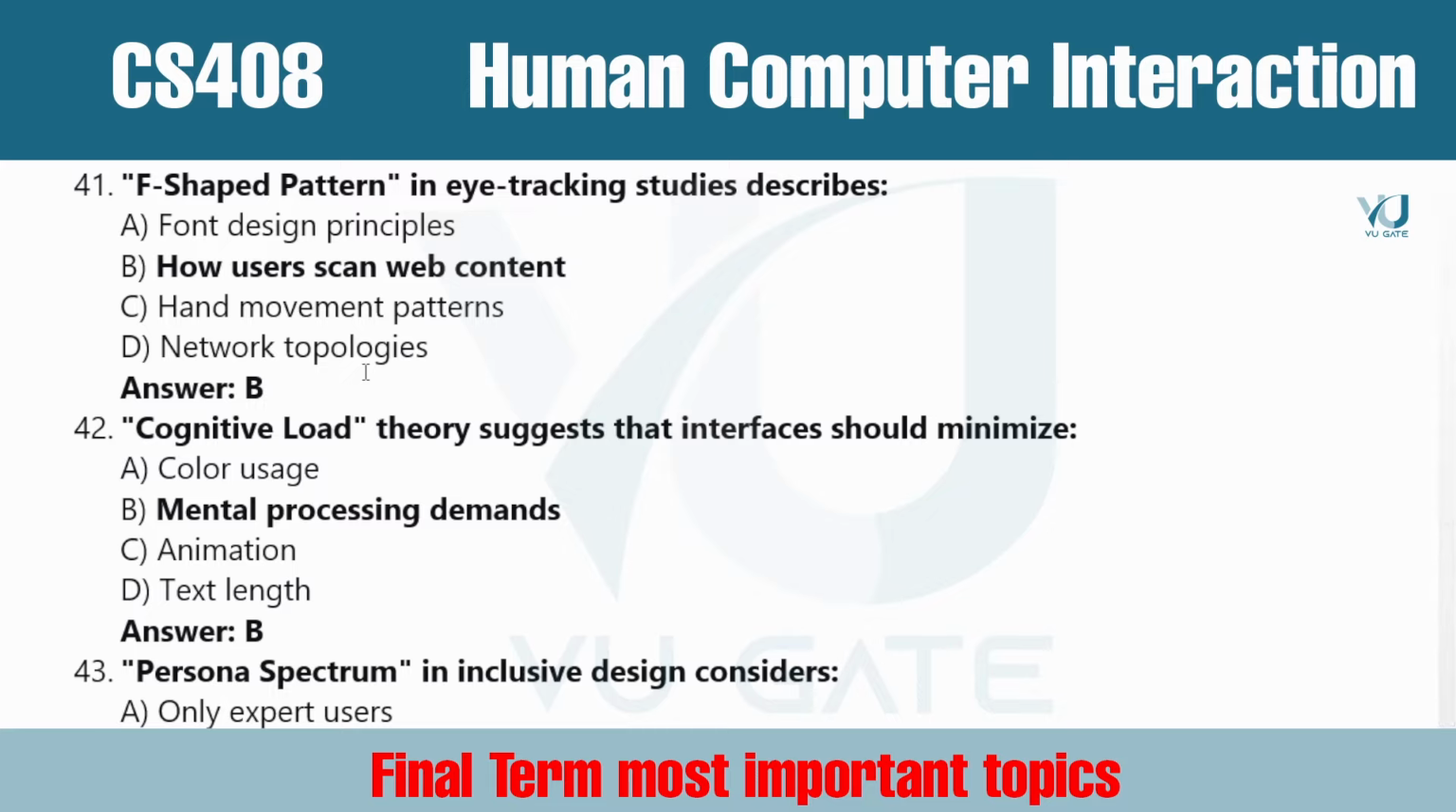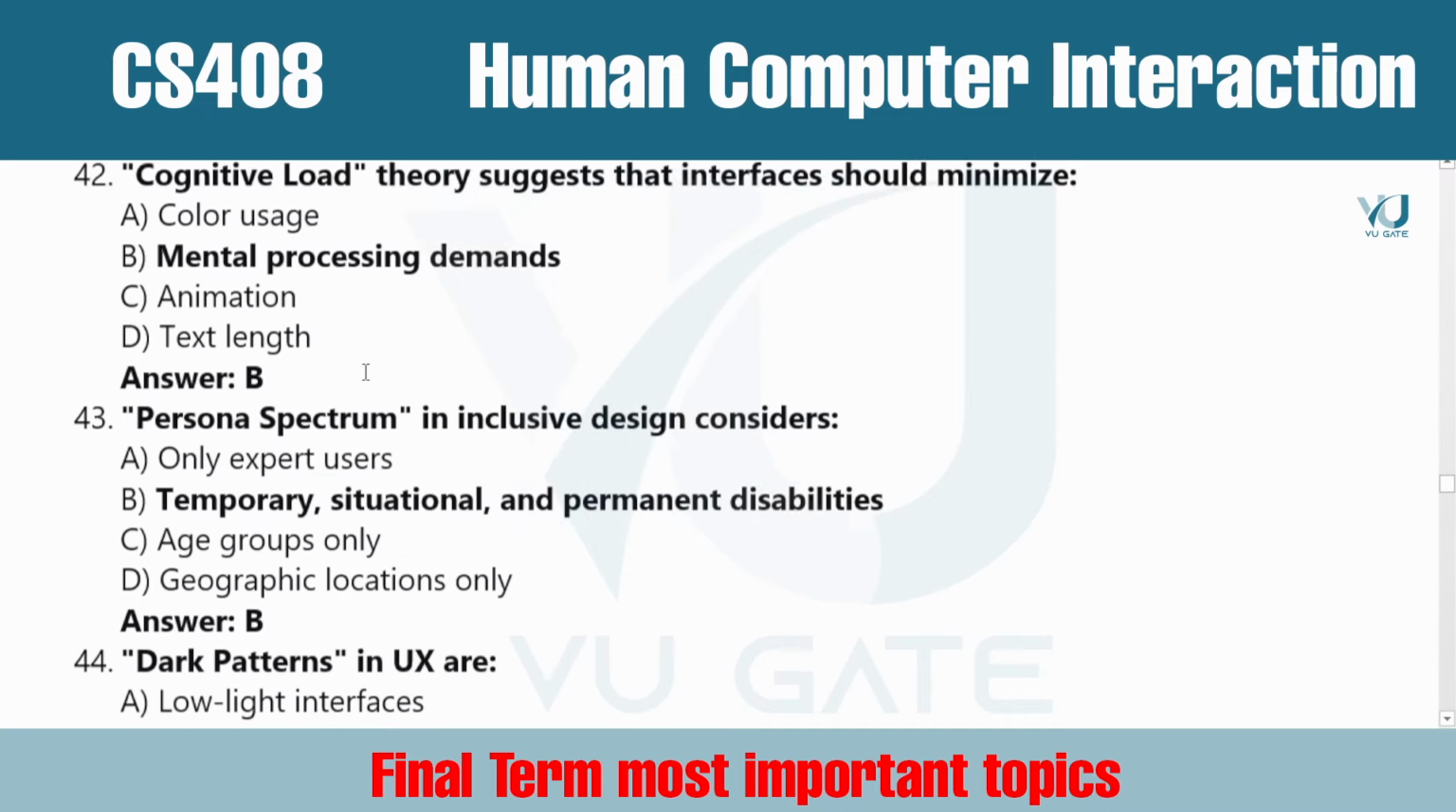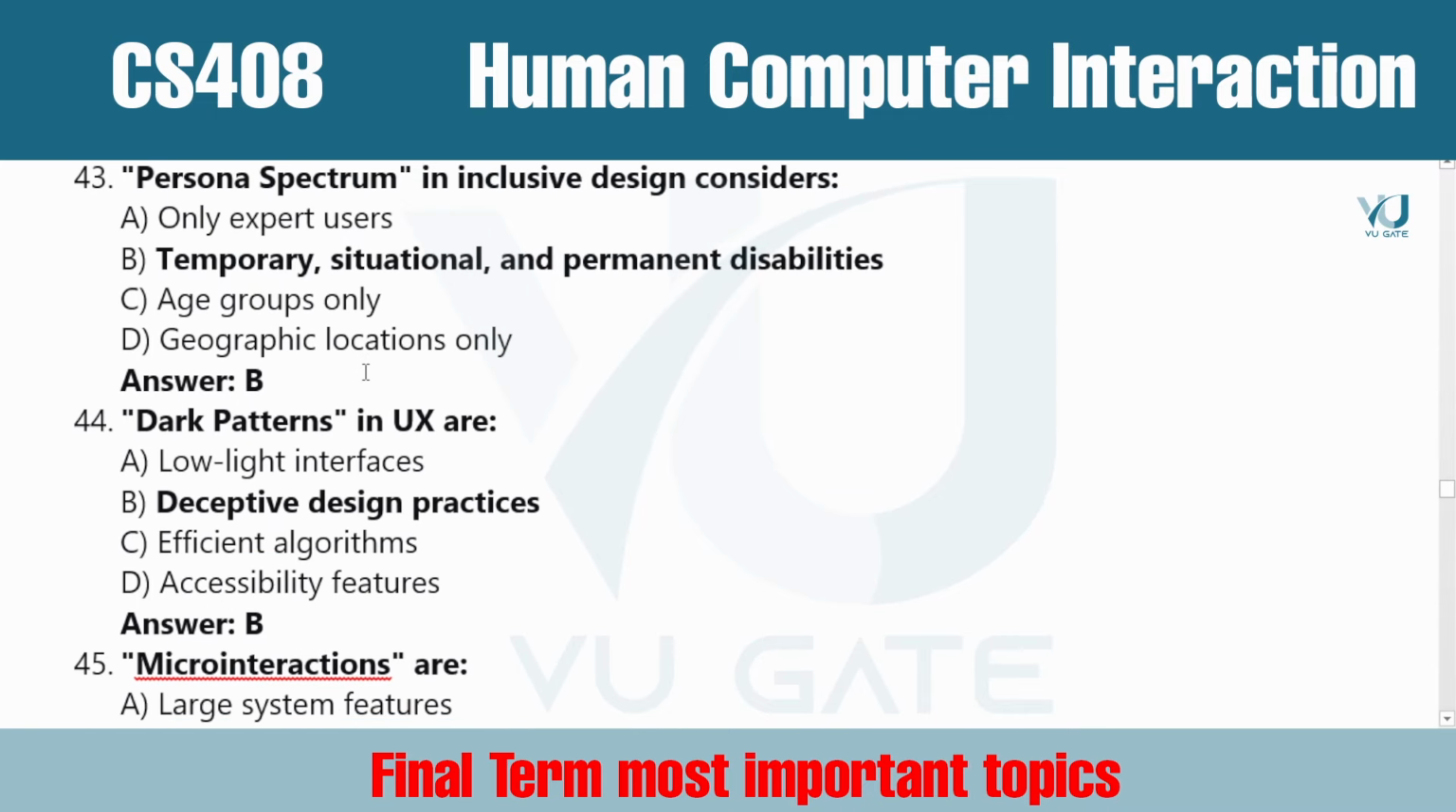Question 42. Cognitive load theory suggests that interfaces should minimize? The correct answer is option B, mental processing demands. Question 43. Persona spectrum in inclusive design considers? The correct answer is option B, temporary, situational, and permanent disabilities.